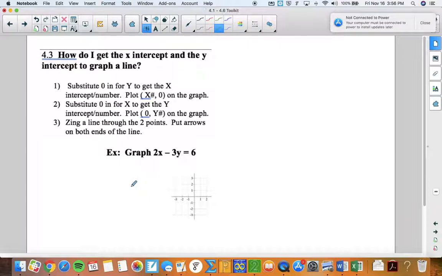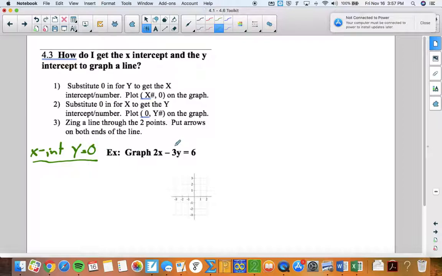How do I get the x and y intercept to graph a line? So first, we're going to substitute 0 in for x to get the, let me try reading that again. Substitute 0 in for y to get the x-intercept. So to get the x-intercept, I like to title my work here, y equals 0. Otherwise, I find it gets a little confusing.